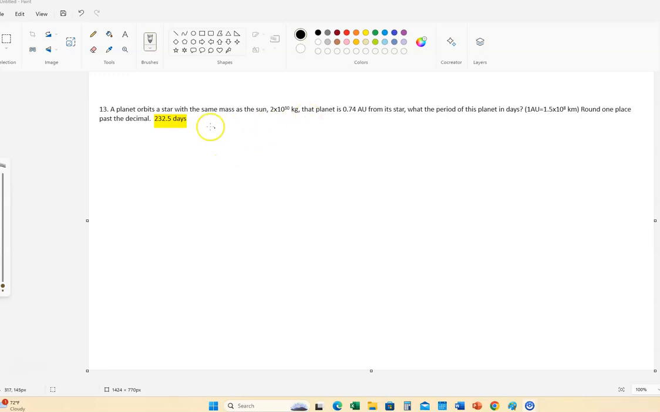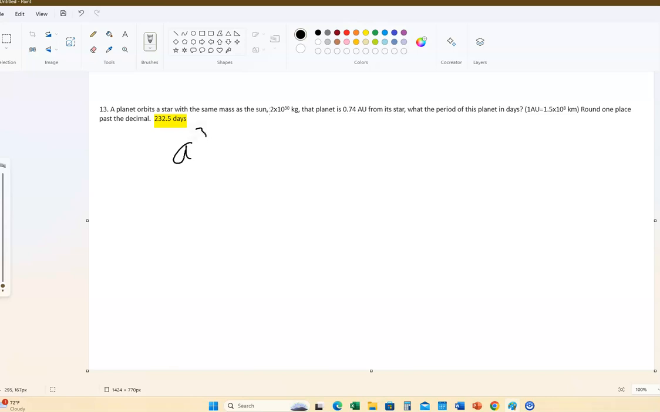All right, here's number 13. A planet orbits a star with exactly the same mass as the sun. As soon as you see that, you can jump right to Kepler's third law. So let's write that out: a cubed is equal to p squared. As soon as you know it's the same mass as the sun, you can use that.